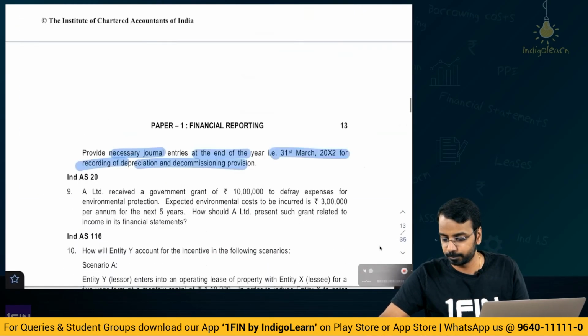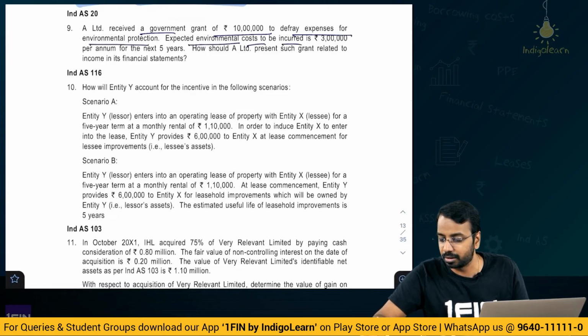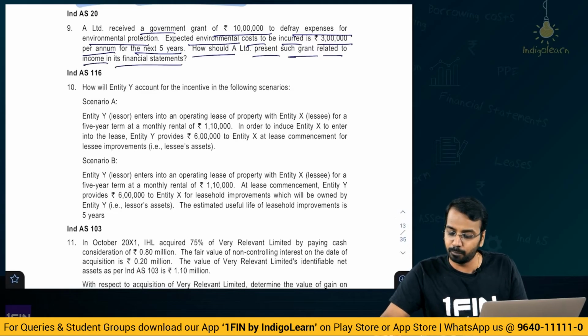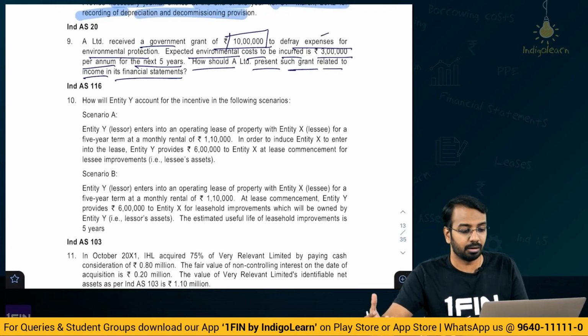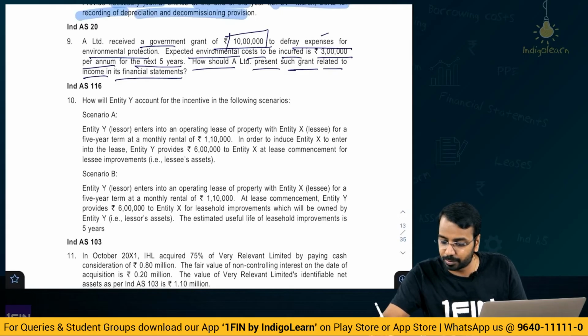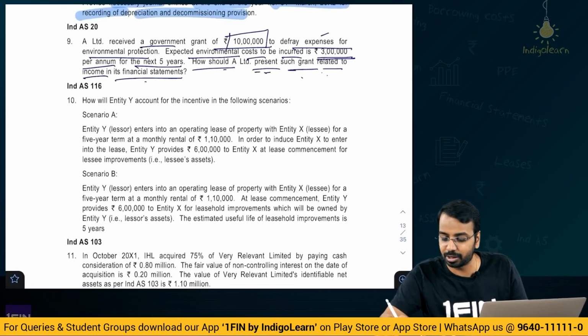Then next one is on Ind AS 20. A Limited received a government grant of rupees 10 lakhs to defray expenses for environmental protection. Expected environmental cost to be incurred is 3 lakhs per annum for the next 5 years. How should A Limited present such grant related to income in its financial statement? Now, they have already received 10 lakhs, and what is the thing? They have to defray expenses, means they have to spend money on what? Environmental protection, 3 lakhs per year. So, that is what they have to spend. How should such grant be presented?